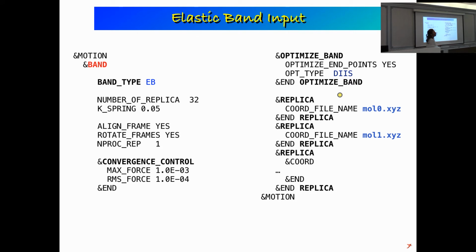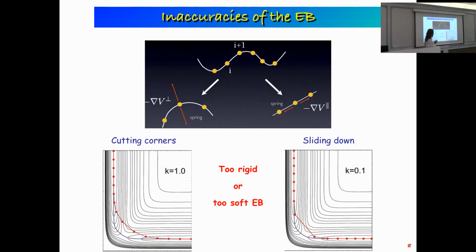Optimize endpoints, yes or no? Well, if you have them already optimized, you can avoid optimization of the endpoints. Okay, that's for the elastic band. The elastic band in itself is quite a simplified scheme, and it showed immediately some problems, and they are related to the comparison between the forces along the path, the parallel forces, and the forces perpendicular to the path.